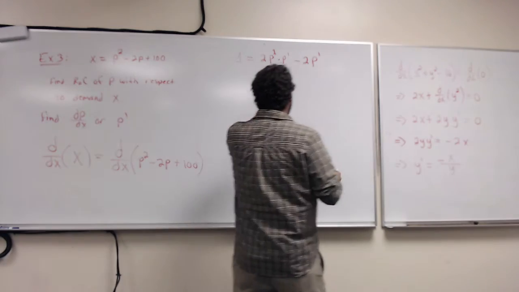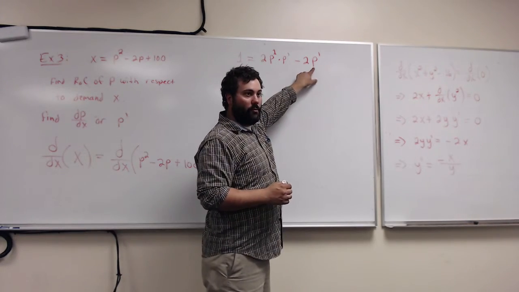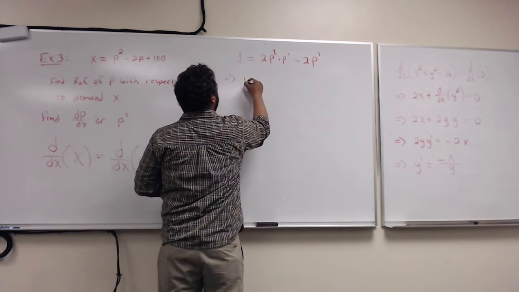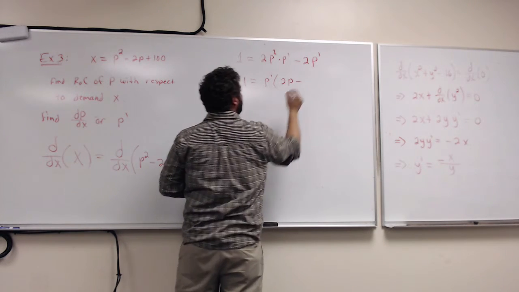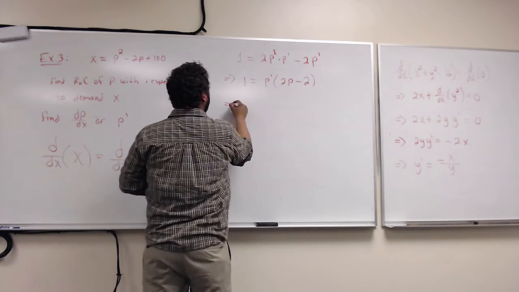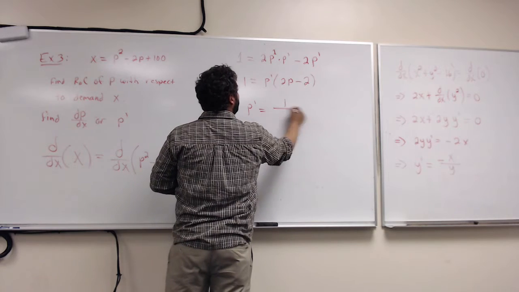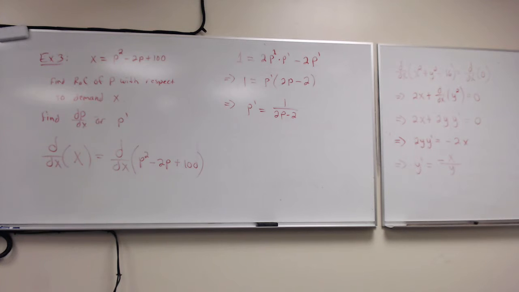Is it too bad to solve for p prime now? I think both terms on the right have p prime. So 1 is equal to p prime times 2p minus 2. And then finally, p prime is 1 over 2p minus 2. Which is kind of interesting. The rate of change of price with respect to demand only depends on the price. It doesn't even depend on x at all, the number of units demanded.